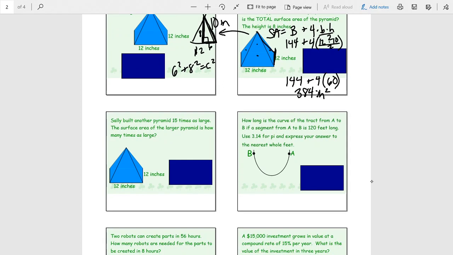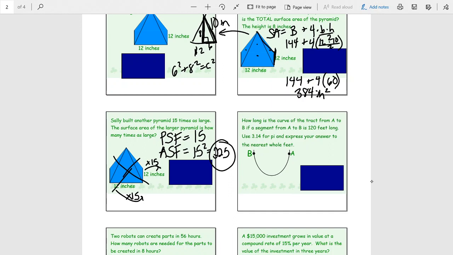Okay, Sally built another pyramid 15 times as large. The surface area of the larger pyramid is how many times as large? Well, with this one, we don't actually need to know what the pyramid looks like. All we need to know is what they give us in the information, that the perimeter scale factor is 15, because that pyramid is 15 times as large. We would be saying 12 times 15, 12 times 15, and so on. Which means I can find the area scale factor, which will give me how many times bigger the surface area is, by doing 15 squared, which gives me 225, which means it's 225 times bigger with that surface area.